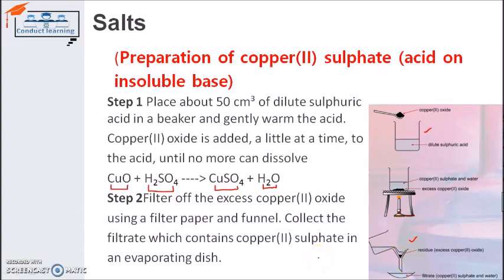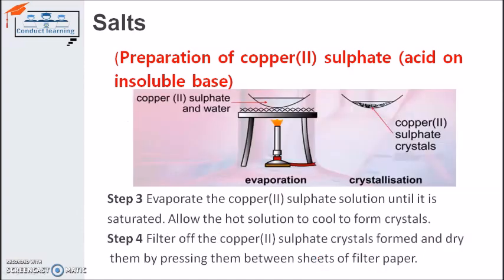And after getting that filtrate, which is copper sulfate and water, we simply apply a fire below it, so that the water in the copper sulfate solution evaporates, and we form the crystals of copper sulfate. So we form copper sulfate crystals. We form copper sulfate solution after this reaction.